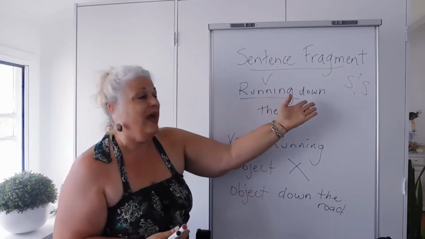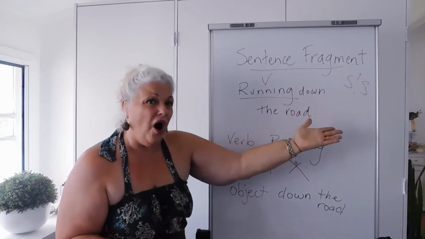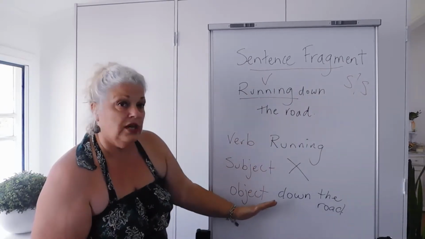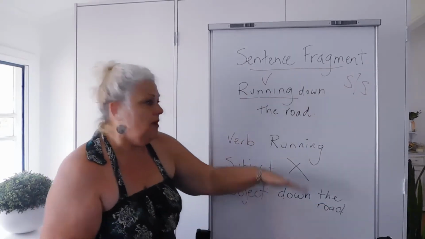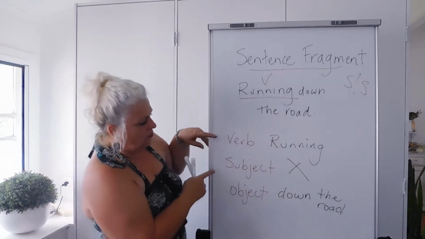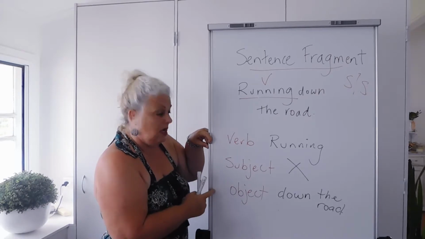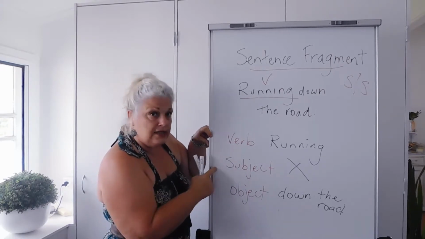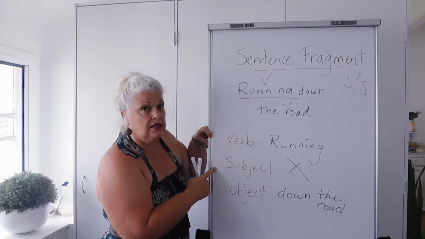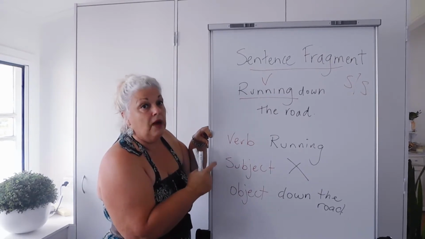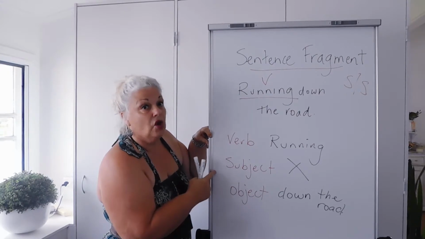Ask, running where? Running how? Running why? Ask questions after the verb. It will tell you if you've got an object, running down the road. If there's a cross, particularly in your verb and subject, because sometimes, remember, you don't have to have an object. If there's no verb and no subject, you do not have a sentence. And the teacher will be asking you to improve that sentence and make it a complete sentence, not a sentence fragment.